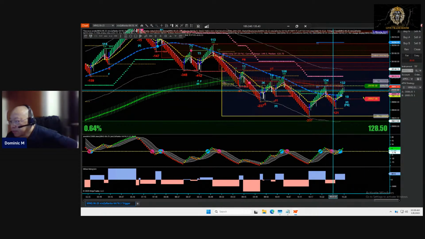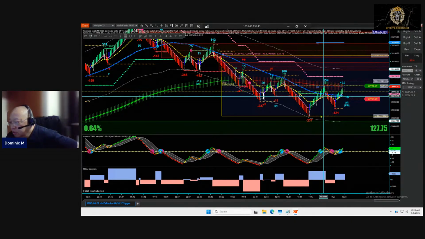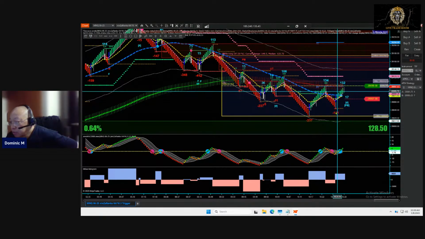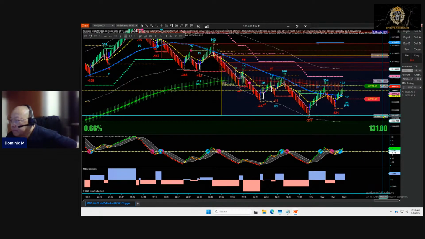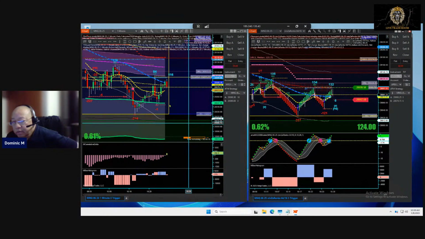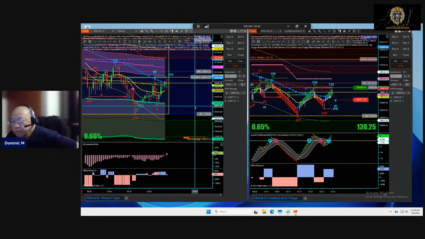Maybe just for a pullback to the 233. Again, it did hit here, and it did not create a lower low. It created a higher low. So since we're creating a higher low here, we may see it create a higher high. See, that's where we're at. Same thing here, you see this creating a higher low. Here's a lower high. So let's see if it's going to break that. Right now, again, we've got to see where that's going to close.